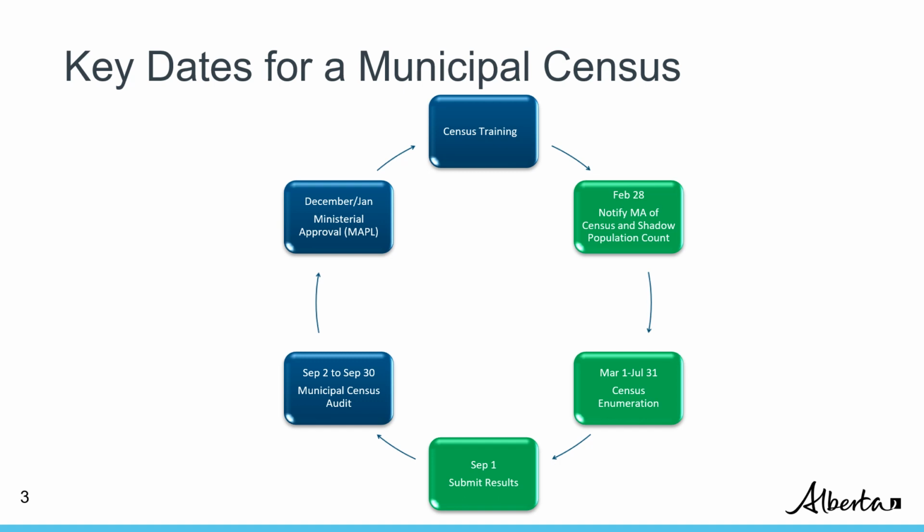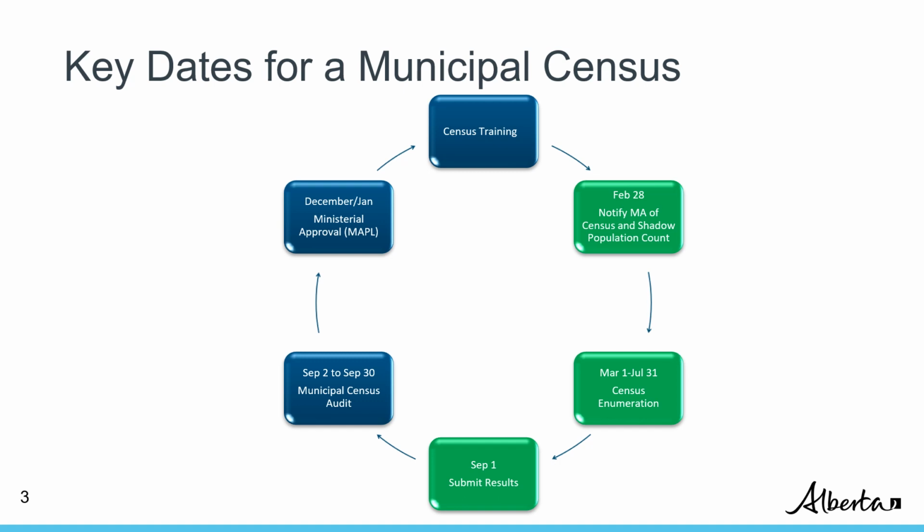Here are some key dates for municipalities that choose to conduct a census. The blue-colored items are responsibilities that are undertaken by Municipal Affairs, while the green are those that are key responsibilities for municipalities. First, municipalities that conduct a census or municipal census with shadow population count would be required to notify us by February 28th so that we can ensure proper supports are in place.